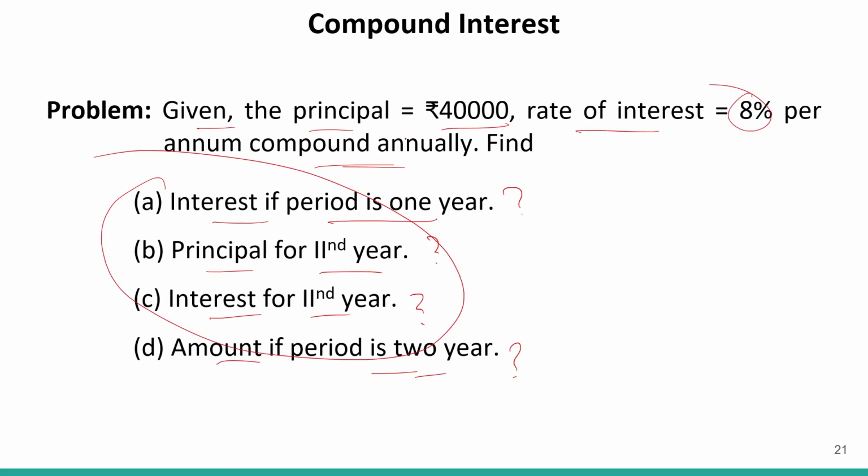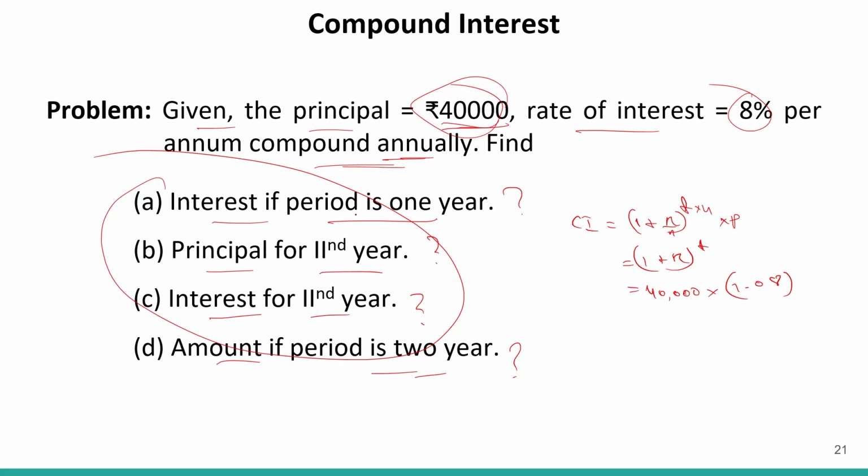Given that the principal amount is 40,000 and the interest is this much. So the CI formula is (1 plus R) whole power T, because it is compounded annually, so R by N with N equal to 1, and T into N is equal to T. We are given this much into P, so the principal amount is 40,000. So this much amount, 1 plus R will be 1.08 whole power.